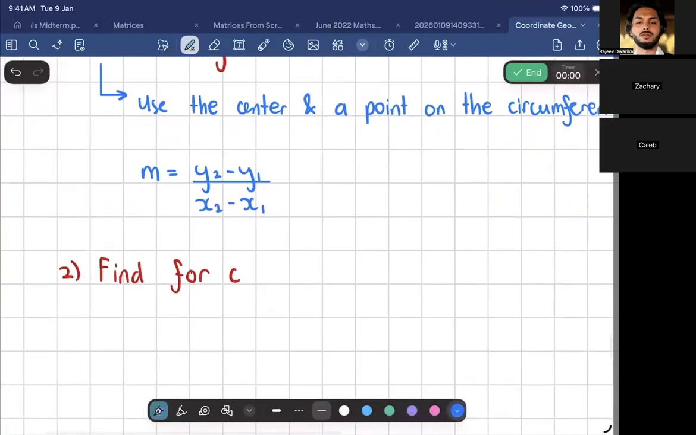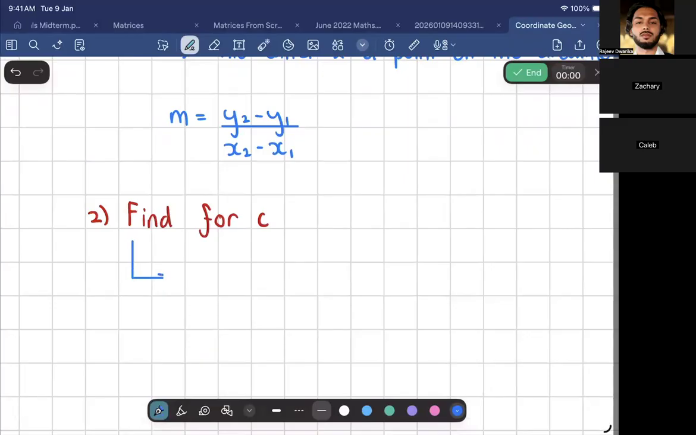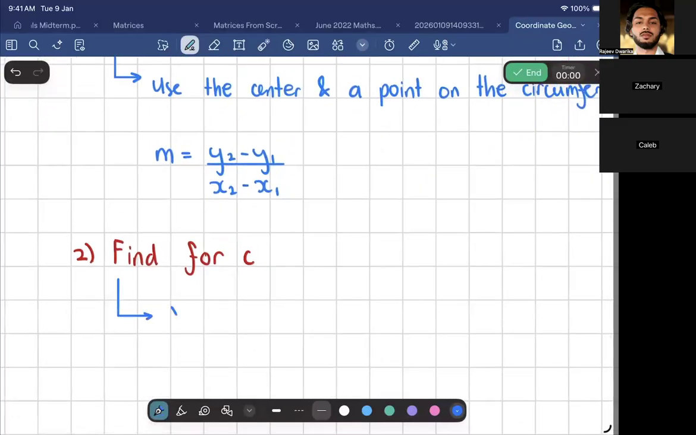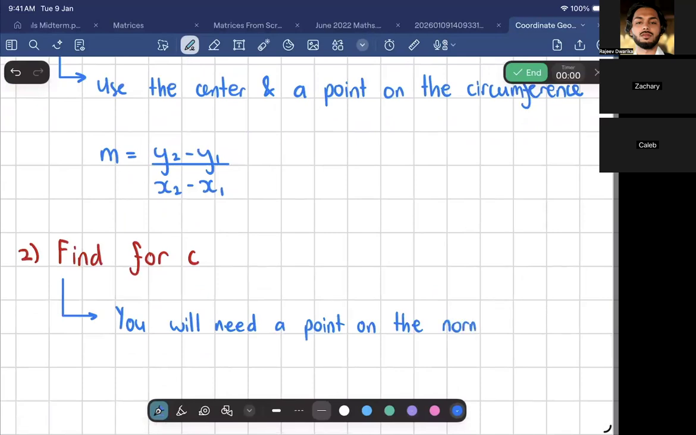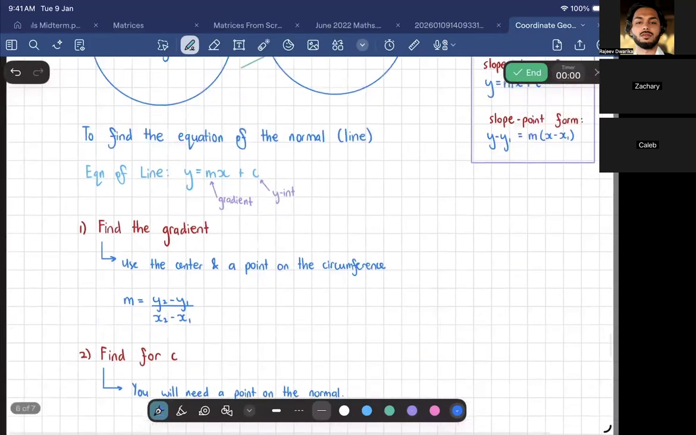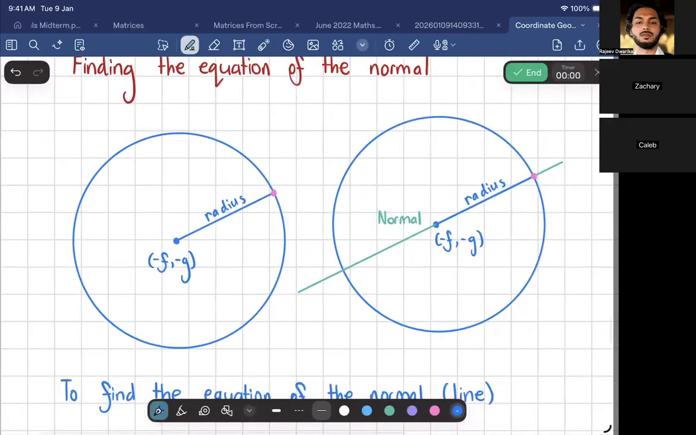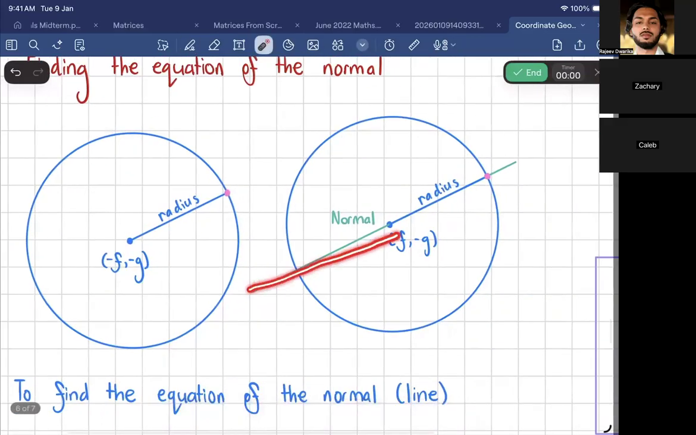So if you want to find C, you will need a point on the line. So I have a question for you all. Look at this diagram for me, please. The normal passes through the radius. Any point that is on the radius will also be on what? The normal.